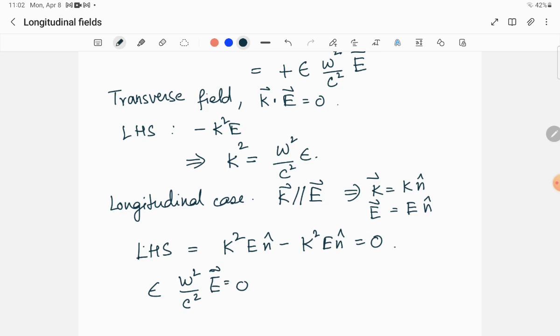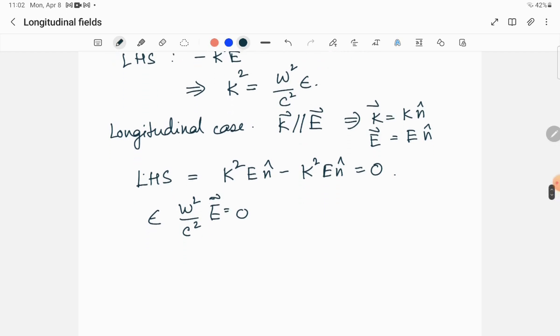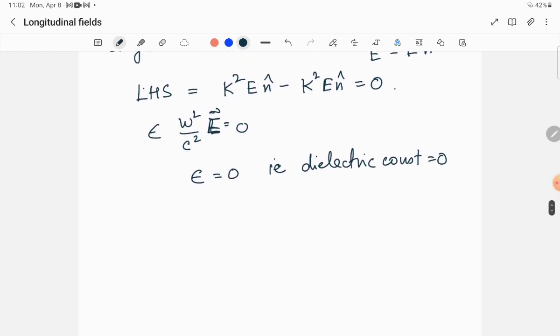So for any E values, valid for any omegas, and of course the field can't go to 0, so the only thing that can go to 0 is epsilon. That is, the dielectric constant is 0. So from here we can infer, and this is important, that wherever epsilon, the dielectric constant, goes to 0, we have longitudinal fields.